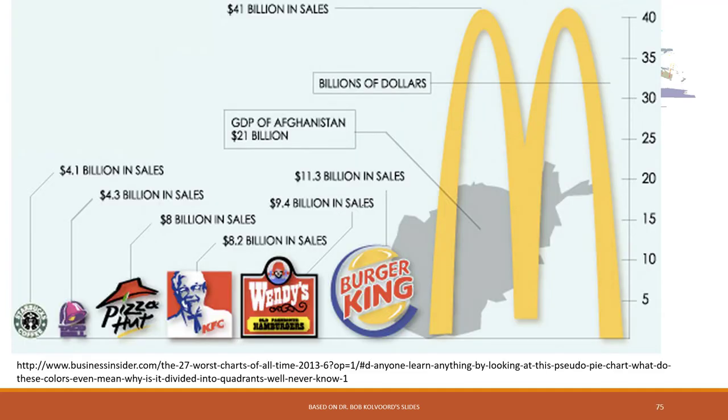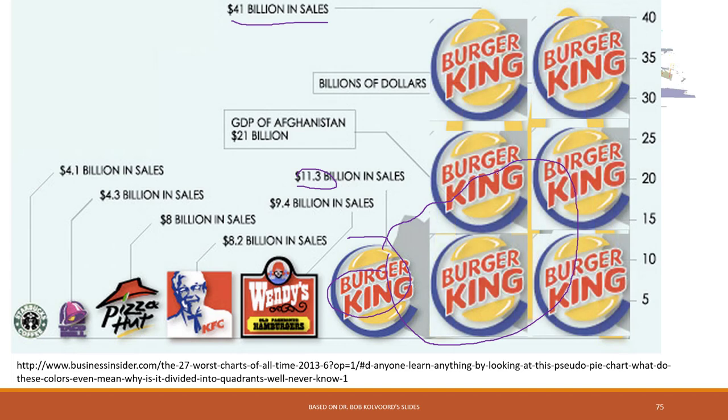And let's look at this chart. Can you tell what the author is trying to say in this visualization? Did you even see that there's a map of the country behind it? They are trying to use the size of the logos to represent the billions of dollars in sales. However, this visualization can be a little bit misleading. For example, McDonald's sales are 41 billion, and Burger King looks like 11 billion, so it's about 4 times Burger King. However, by the size, it looks like it is 6 times bigger than Burger King.